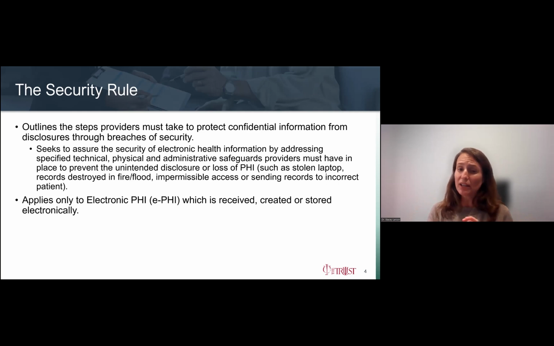Paper is not going to be electronic protected health information unless maybe it's a computer printout. So if you received an email and you print it out and then put that in the HIPAA record, that initial email is considered electronic. So there's just a couple of small caveats there. But for the most part, things made electronically are pretty clear as to what is going to be governed by this security rule.